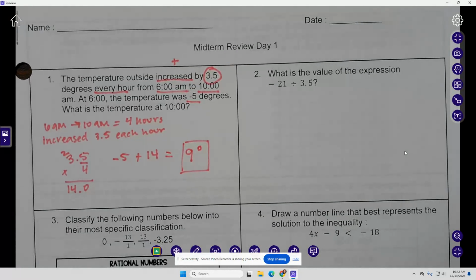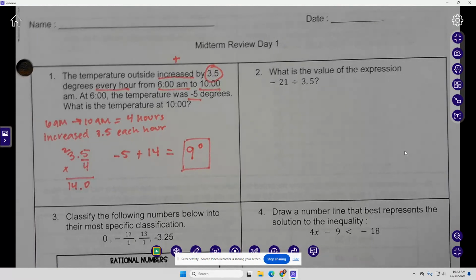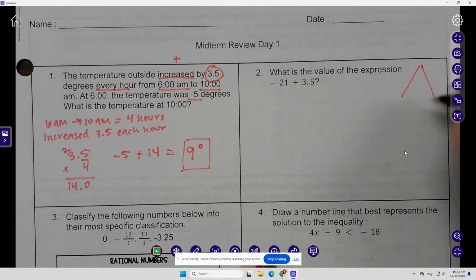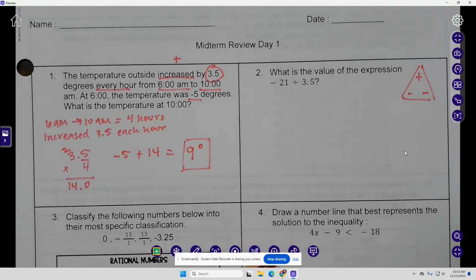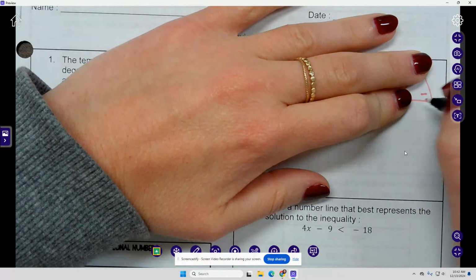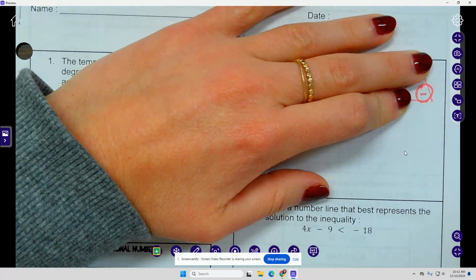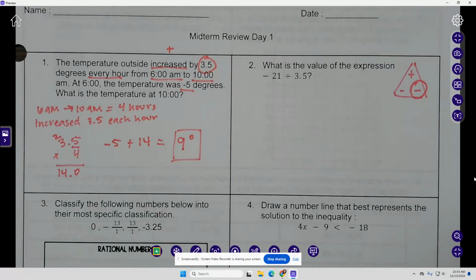All right, number 2. What is the value of the expression? I have a -21 divided by a positive 3.5. So if we remember our integer rules from adding and subtracting, I'm going to have plus mountain. So I have a negative, so I'm going to cover up my negative, and I have a positive, so that means my answer is going to be negative. So we already know, before we even do any division, that my answer is going to be negative.